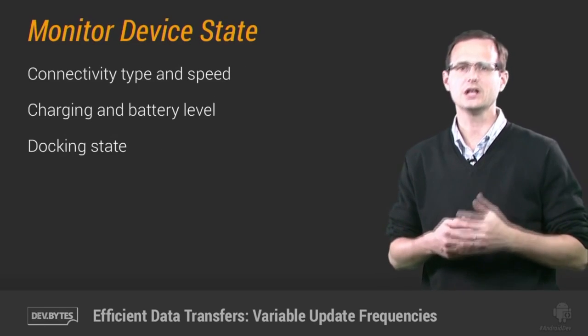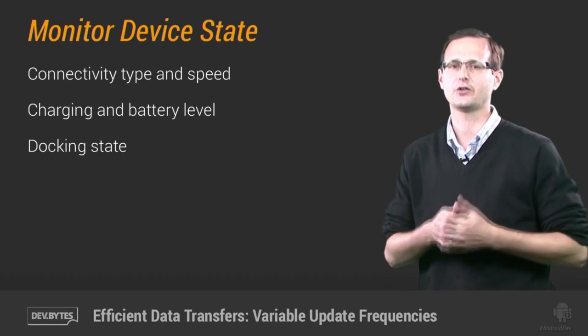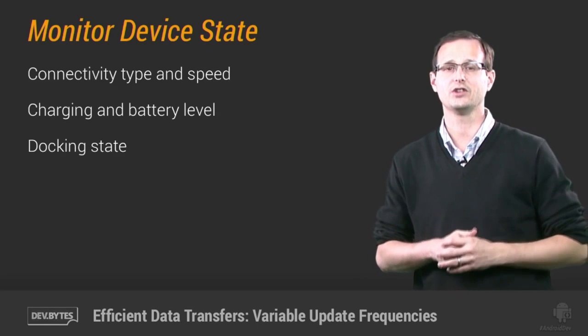Now, if you're reducing the frequency of updates to reduce the battery-hungry use of the cell radio, we might be able to mitigate some of these choices based on the current battery level, charging state, and connectivity type.